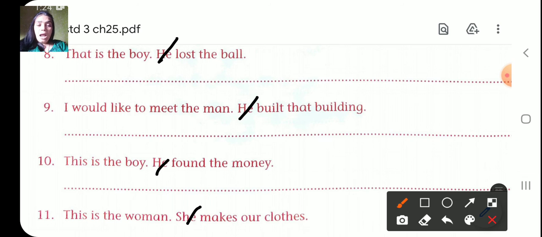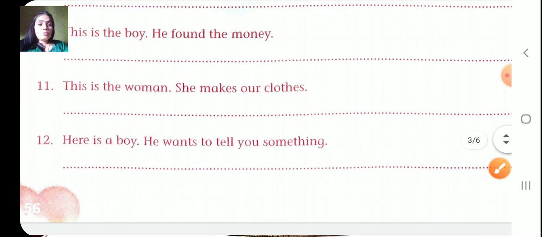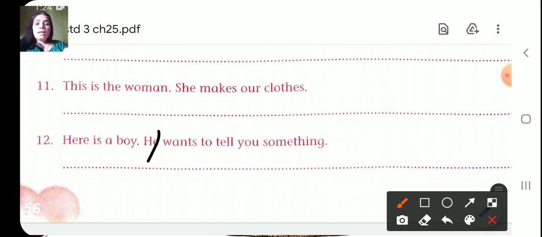Number nine, I would like to meet the man who built that building. Number 10, this is the boy who found the money. Number 11, this is the woman who makes our clothes. And the last one, here is a boy who wants to tell you something.